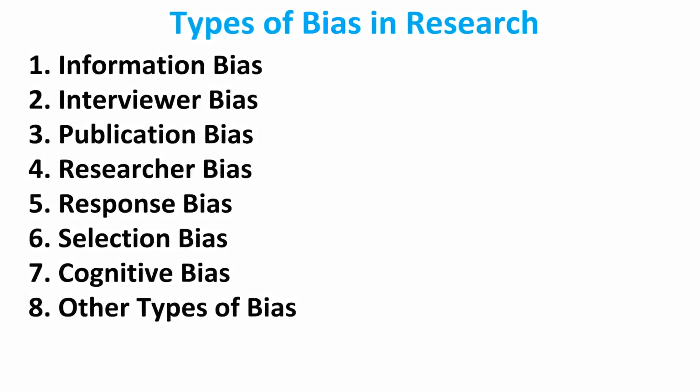There are 8 types of bias in research. Number 1 type of bias is information bias, number 2 type of bias is interviewer bias, number 3 type of bias is publication bias, number 4 type of bias is researcher bias, number 5 type of bias is response bias, number 6 type of bias is selection bias, number 7 type of bias is cognitive bias, and number 8 type of bias is other types of bias.